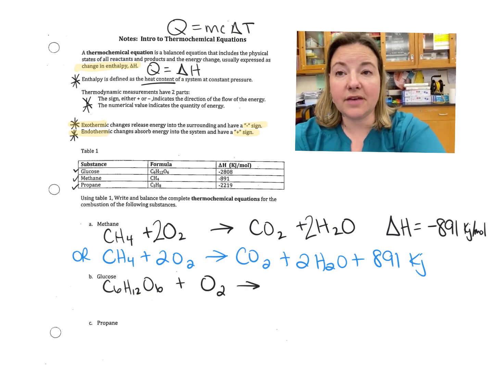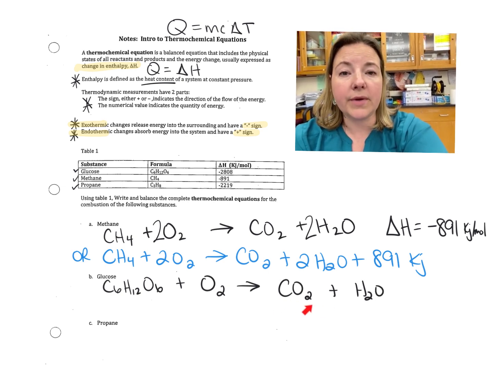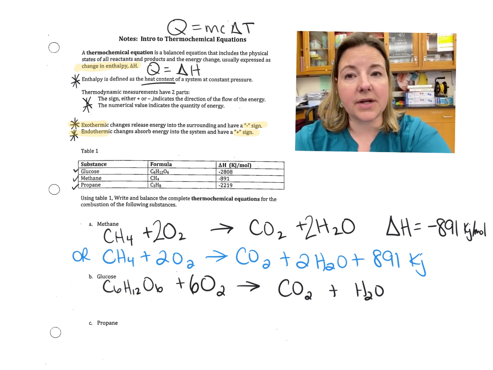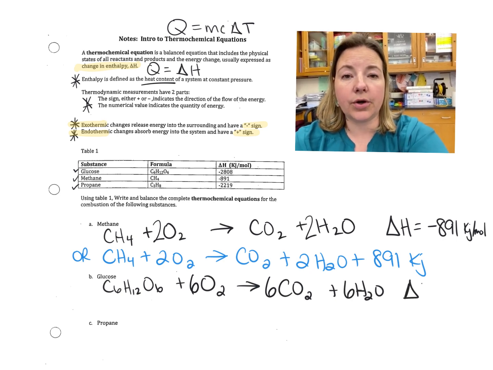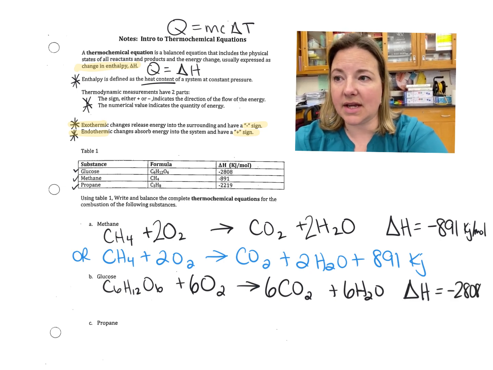Now we're going to do the same thing for glucose. Glucose is C6H12O6 plus O2, and then again our products are CO2 and H2O. We need to balance it, so we're going to put a 6 in front of the oxygen, we're going to put a 6 in front of the carbon dioxide, and we're going to put a 6 in front of the water. And then we're going to do the same thing.